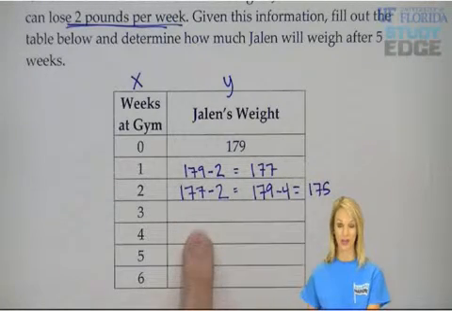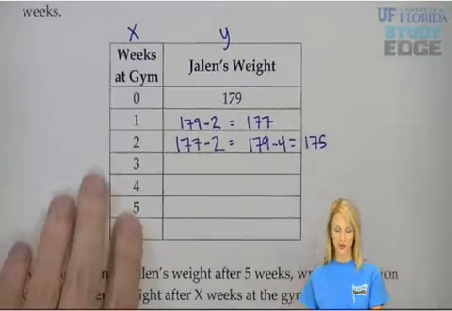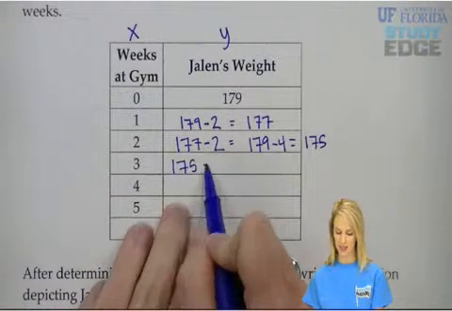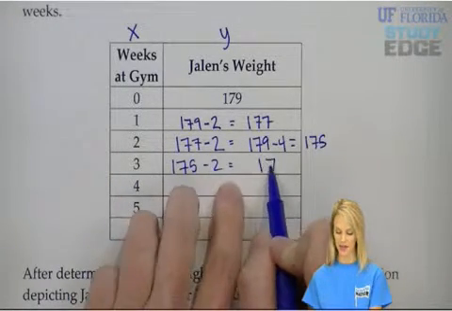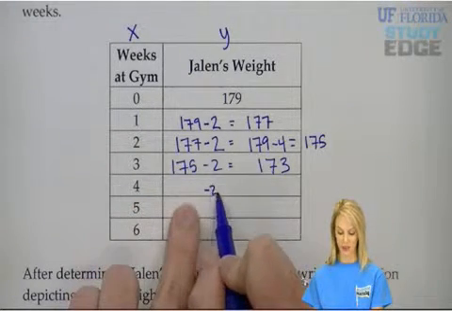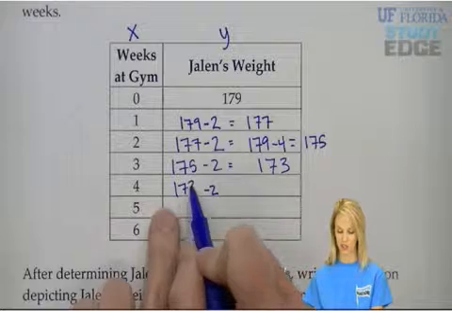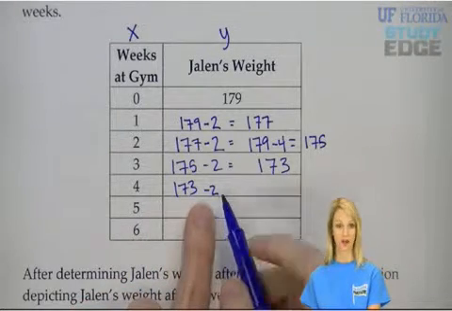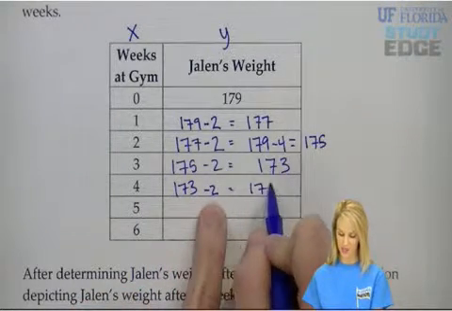All right, if he works out another week, we know he's going to lose another 2 pounds, right? He's going to lose another 2 from where he's at. Now he's at 173 pounds. He works out another week. What happens? He loses another 2 pounds. He goes from 173, takes off 2 pounds because he worked out another week, and he's at 171 pounds.